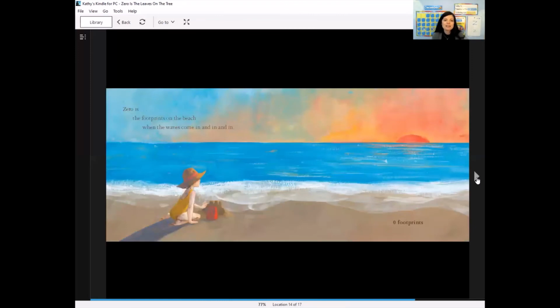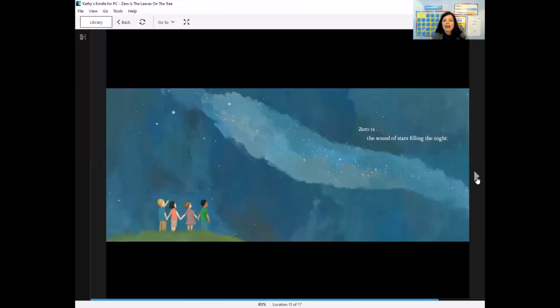0 is the footprints on the beach when the waves come in and in and in and wash away the footprints. 0 footprints. And 0 is the sound of stars filling the night.